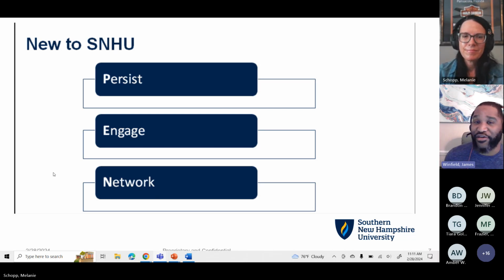So our mascot is known as the Penman. And with that, in this case, PEN is an acronym for Persist, Engage, and Network. If there's anything that you remember, I want you to remember this as far as what SNHU wants for you. We want you to persist in life. First and foremost, we want you to achieve those goals.